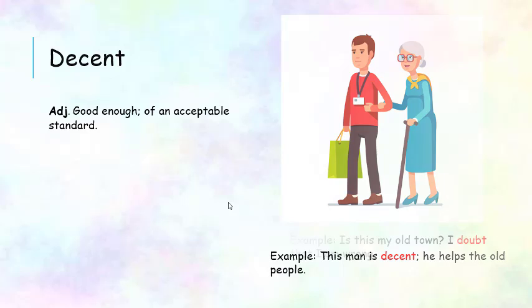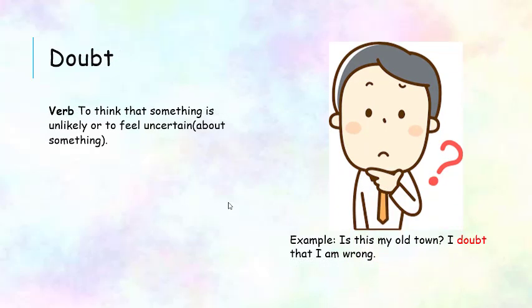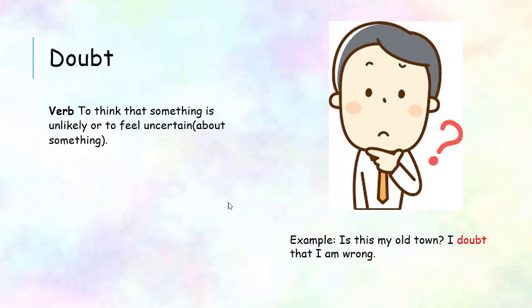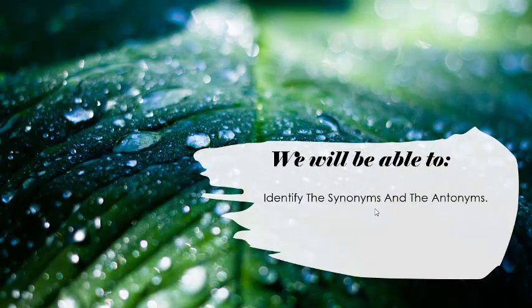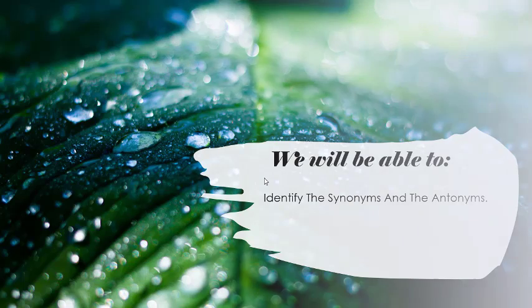And the last word is doubt. Doubt is a verb. And the meaning of doubt is to think that something is unlikely or to feel uncertain about something. Like you are not sure. And here's an example. Is this my old town? I doubt that I'm wrong. I'm not sure that I'm right. After understanding the meaning of the words, now we will be able to identify the synonyms and the antonyms of these words. So let's get started.